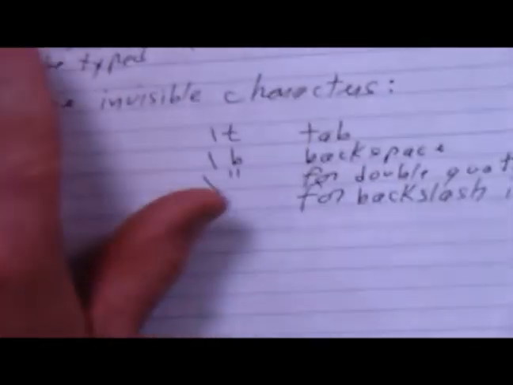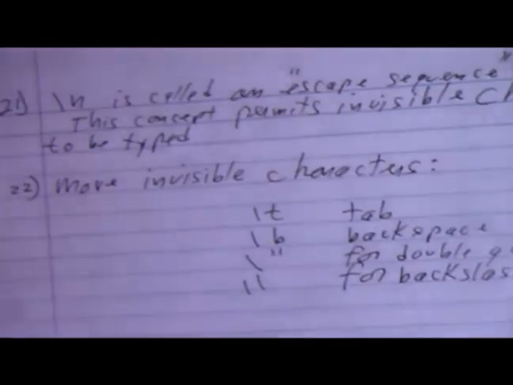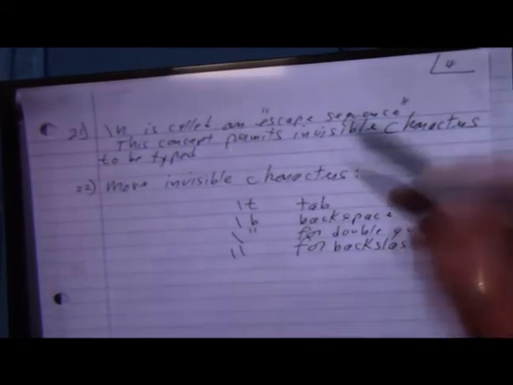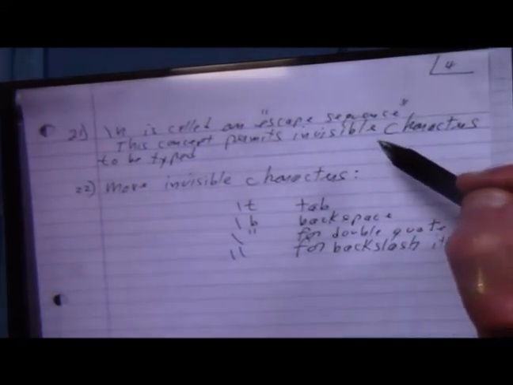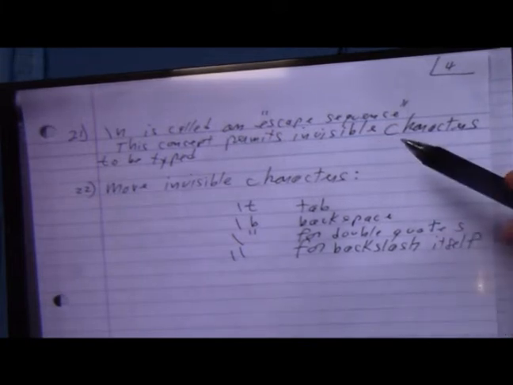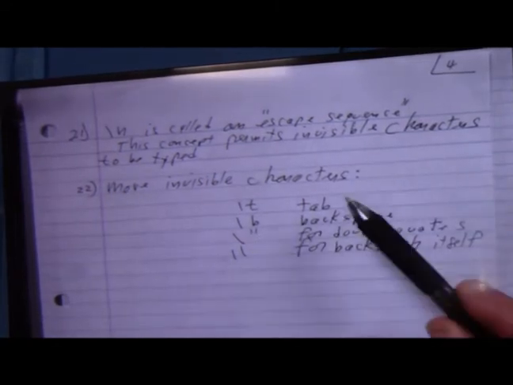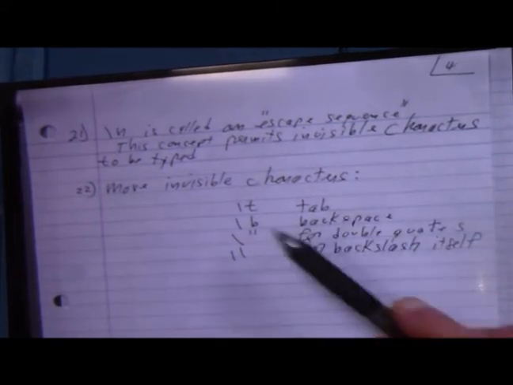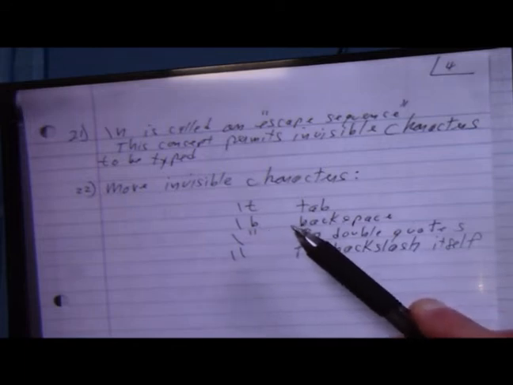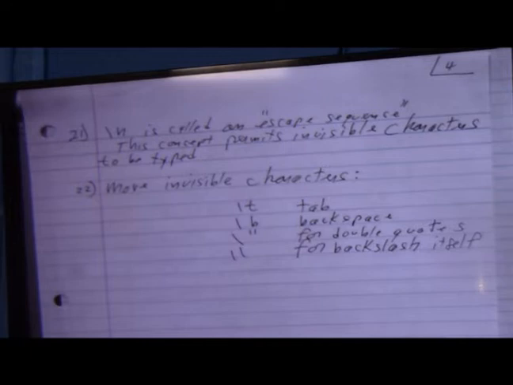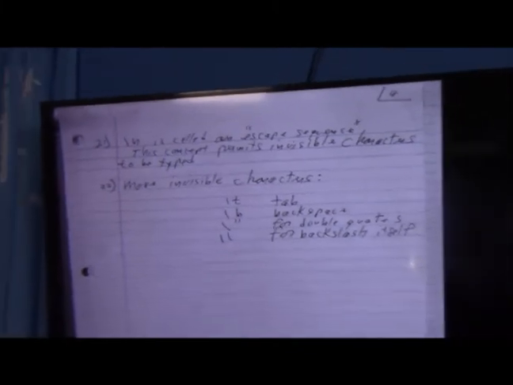Now, I've shown here \n is an escape sequence. Okay? The backslash means there's an invisible character about to be created. So this permits invisible characters to be typed. Here are more invisible characters that are recognized by C. \t will make the cursor print a tab onto the screen. So a tab is just like 5 spaces together. \b will make the cursor go back a space on the screen. So whatever it last ended up on, it will go back a space.